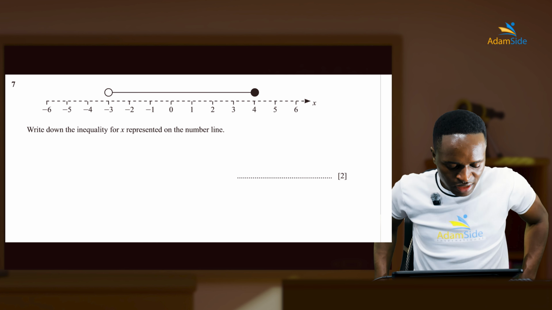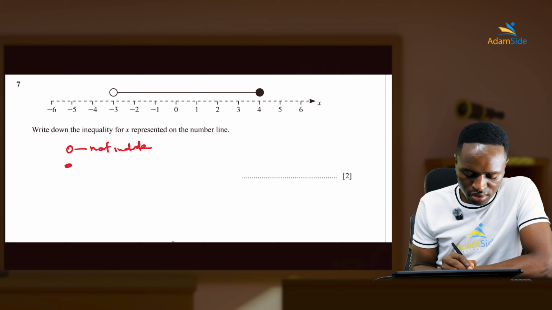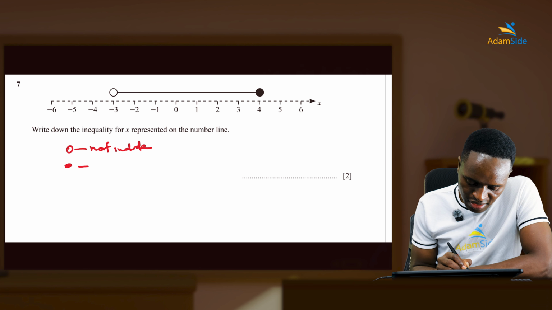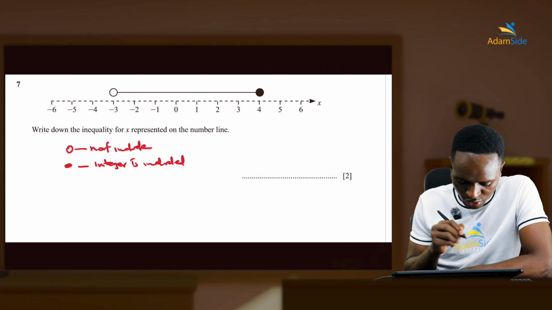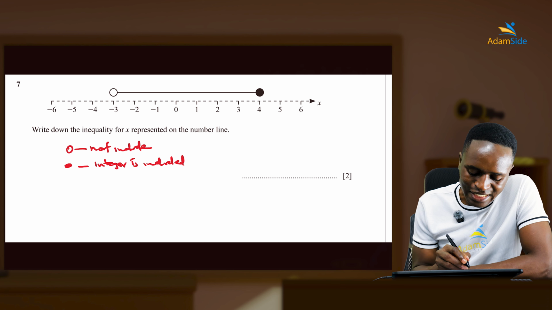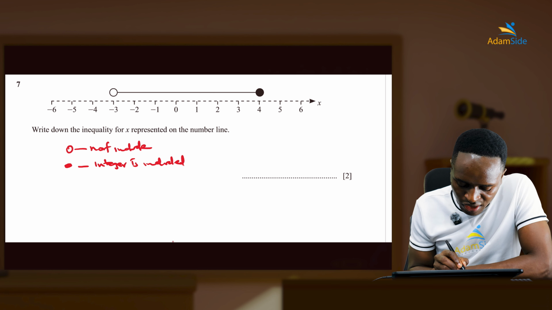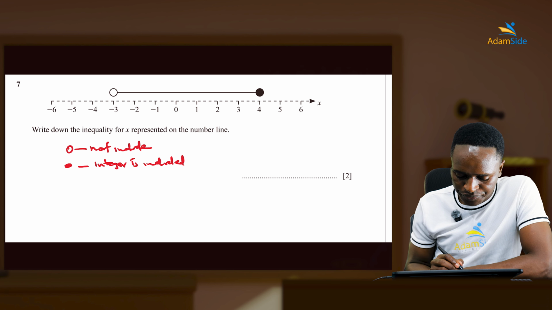So one thing we need to understand here, when it's like this, it means they've not included. The integer is not included. When it's full bulleted, this means the integer is included. The value of x is included. The value of x is not included, or we say all the values of x apart from -3. So write down the inequality for x represented in the number line.